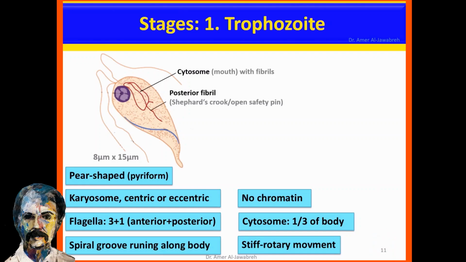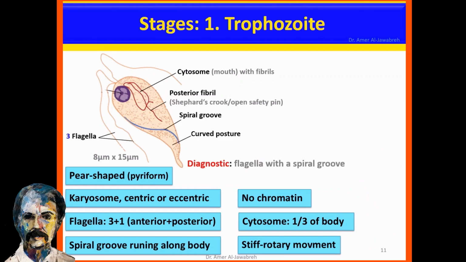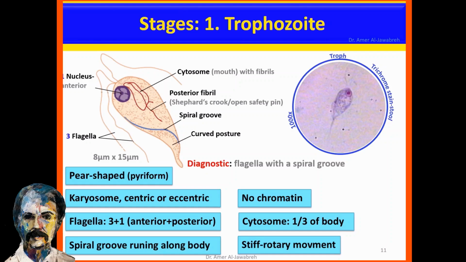So this is the cytosome, the mouth, with fibrils. The fibril is this flagella, the back. The posterior fibril, this one, looks like a shepherd's crook. Usually it looks like this. Have a look. Or they call it just an open safety pin. And you can see this in the trophozoite and the cyst, both. And even in the cyst, it's more clear. Diagnostic feature, curved posture at the end. So this is how it looks here.